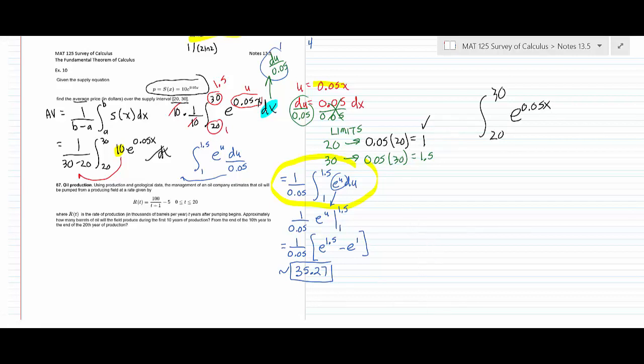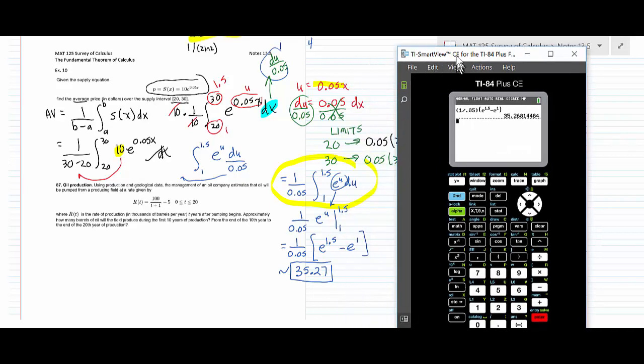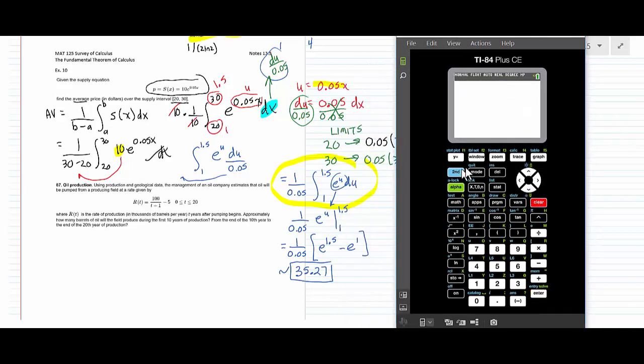Yeah, it does. Okay. Okay, let me show you kind of what this problem means. And let's do this on the calculator, just to kind of help you understand this a little bit. We're going to put in 10, and let's see, e to the 0.05x.